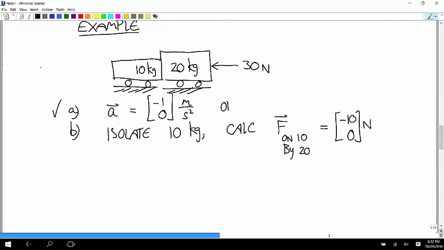And both of these we can write in components like this, or we can write it as an arrow pointing in the direction and then a magnitude. So these two ways of writing that acceleration vector are equivalent. And this way of writing the force is equivalent to this.